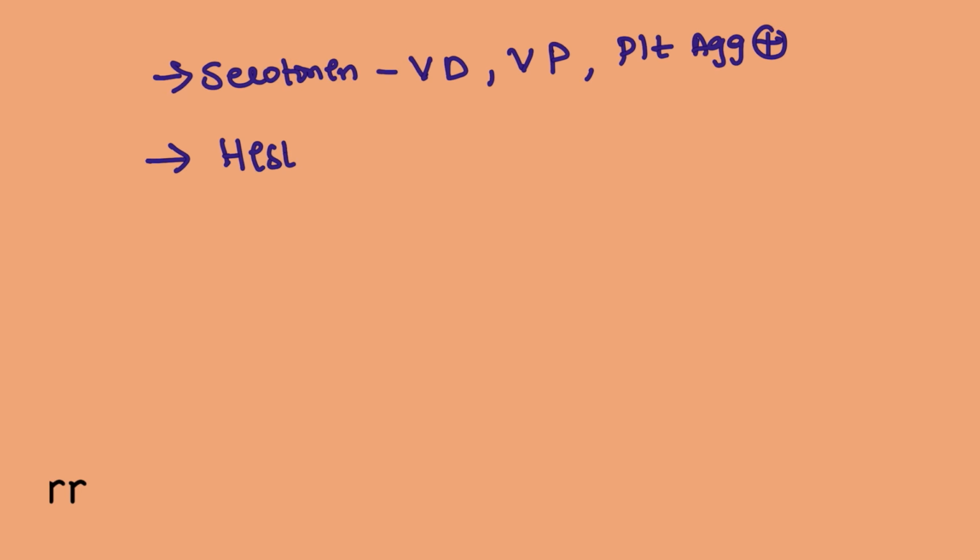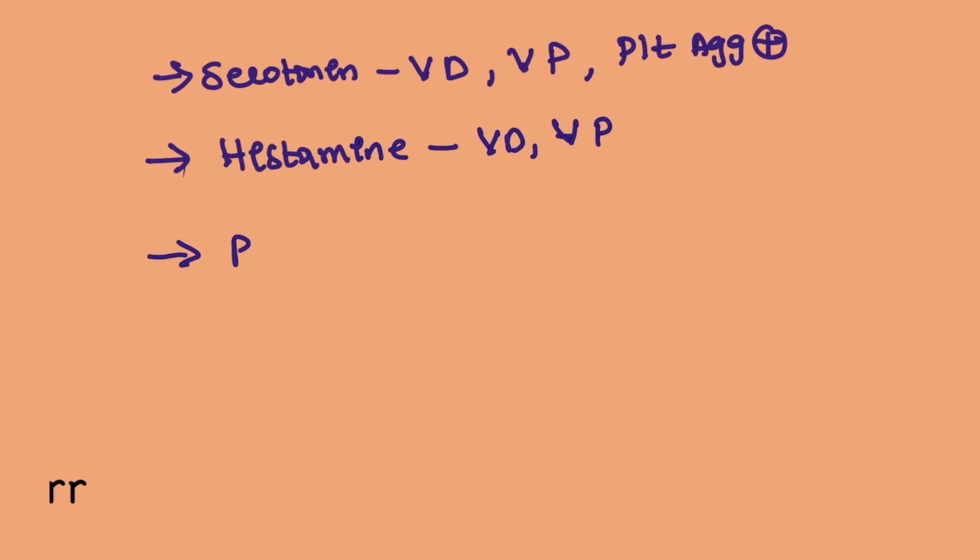Serotonin action. What is the serotonin action? Serotonin causes vasodilation. Next, vascular permeability, platelet aggregation. Serotonin. Next, histamine. Histamine causes vascular dilation and vascular permeability. These two are also done by histamine only.